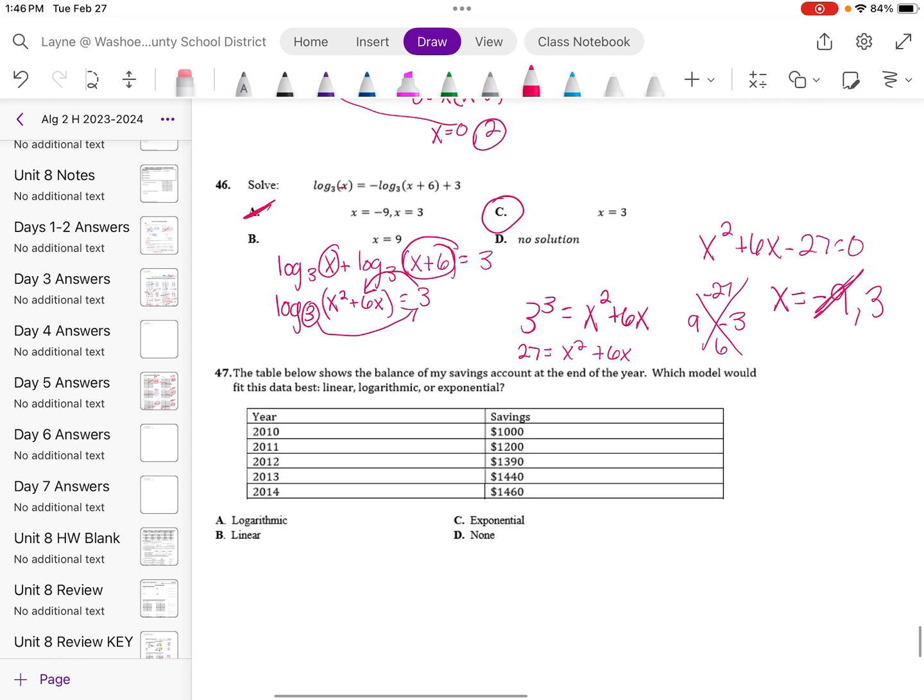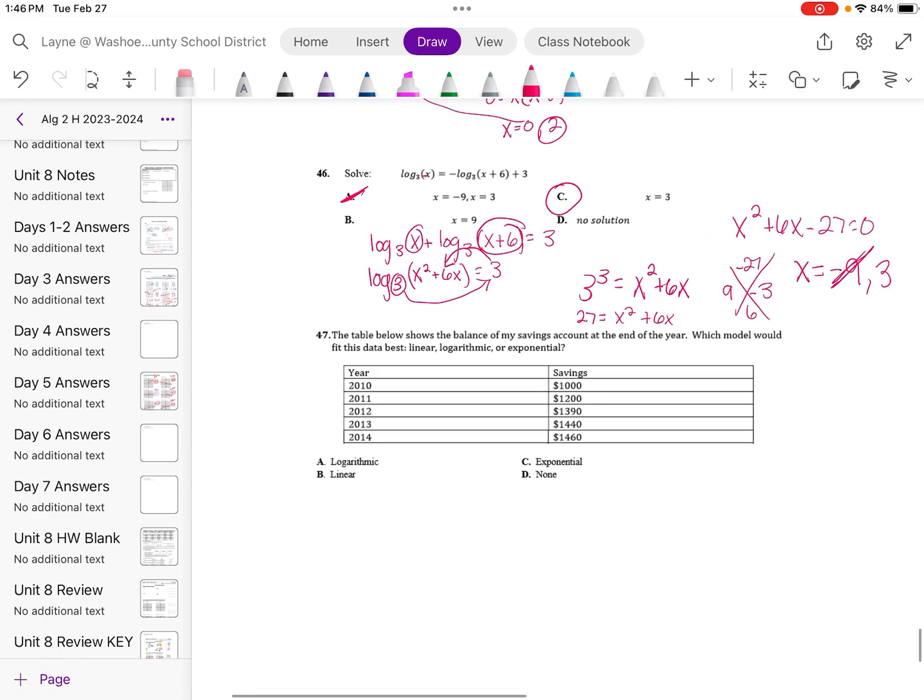All right, and then the very last one. The table below shows the balance of my savings account at the end of the year. Which model would best fit the data? Linear, logarithmic, or exponential? So linear means it's going up by a constant amount each time. Logarithmic means it goes up by a fair amount and then it kind of levels off.